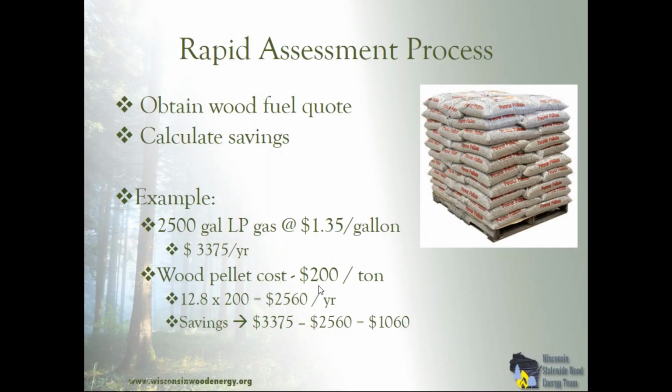And then I've got wood pellets. If you get it at a big box store, it's going to be maybe $240 a ton. If you buy it in bulk, it's maybe $180 a ton, depending on the delivery distance. So I settled on 200. So we take our 12.8 tons times 200, gives us $2,560 per year. I take in the difference of that is a little over $1,000.